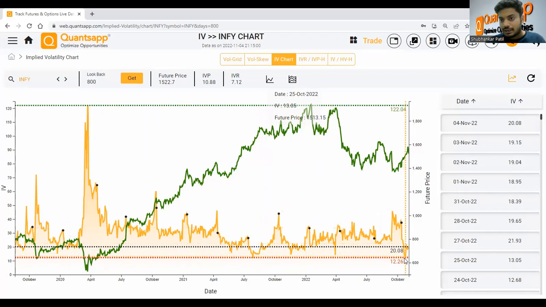So now what we need to do, what is our trade? The trade is, if the IVs are at the bottom, we prefer buying options.